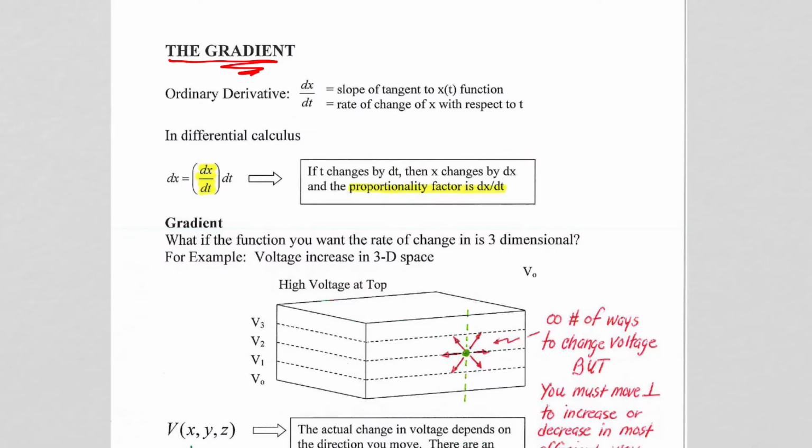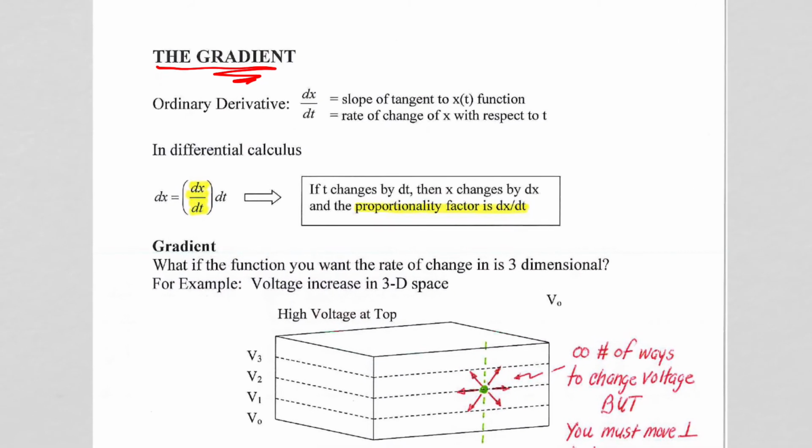So let's start this. From calculus, we know that an ordinary derivative, dx dt, equals the slope of the tangent to the function x of t. It also equals the instantaneous rate of change of x with respect to t. That we know from calculus, and that is called an ordinary derivative. For us, it's the only derivative we've probably covered at this point.